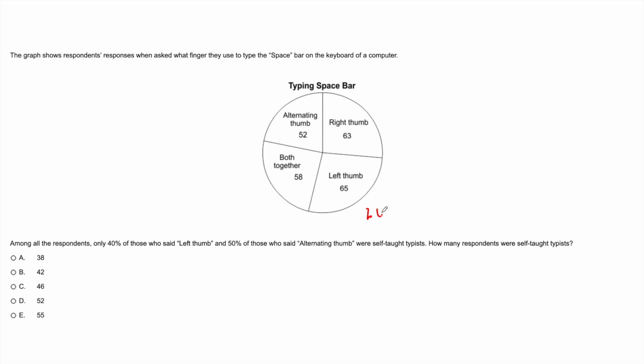Now 50% of those who said alternating thumb, that is 26. 26 plus 26 is equal to 52. So D is correct. There you go. Again, mental maths here. I didn't even need to write down 26 both times. I could have remembered that. But yeah, that was a pretty easy question. Should have got that. So next question now.